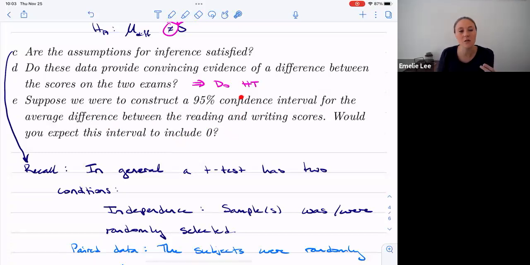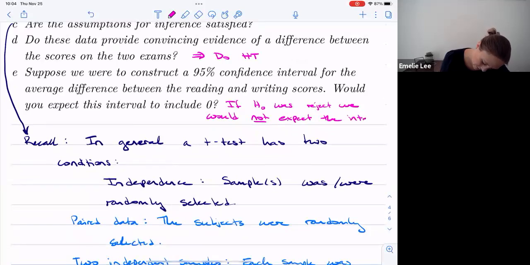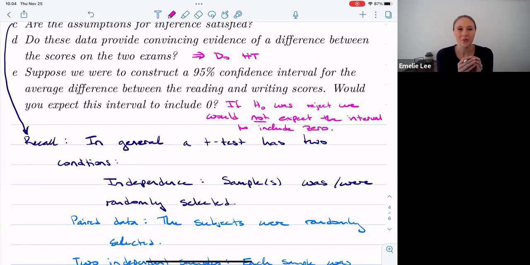So that's going to link back to the hypothesis test. Did you reject H naught? Okay. If you rejected H naught, then you would not expect this interval to include 0. If H naught was rejected, we would not expect the interval to include 0. Right? Because if the interval includes 0, then we shouldn't be rejecting the null hypothesis, because then we're 95% confident that 0 is one of the options, right?